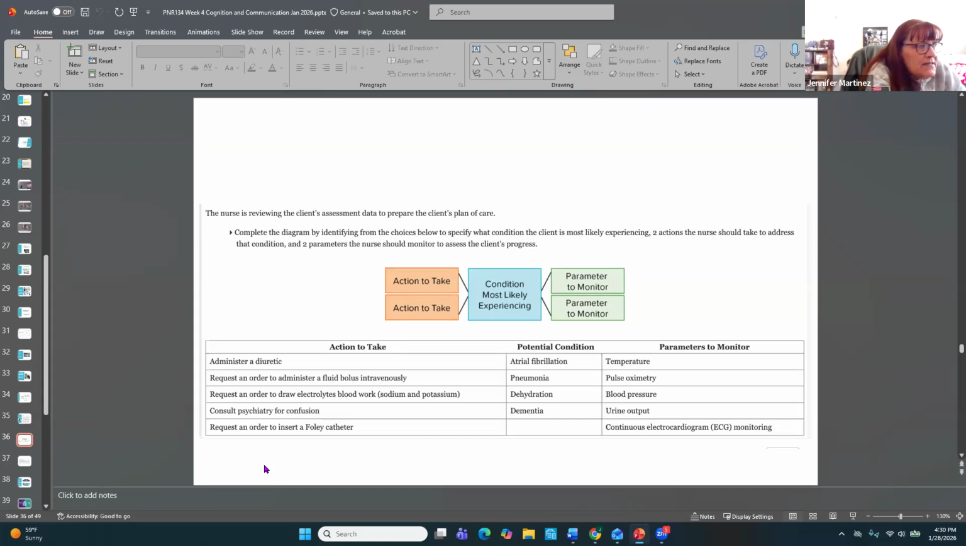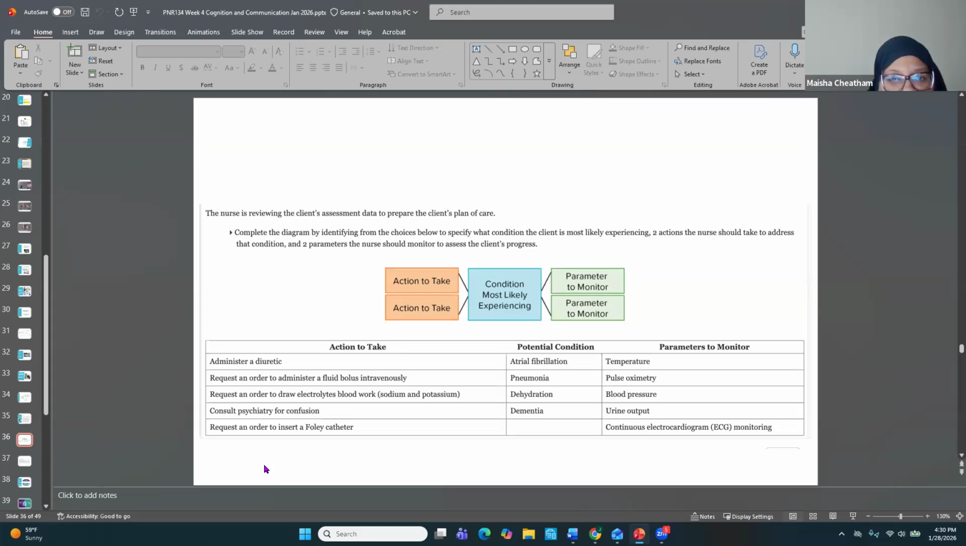And then what two potential conditions do we think they're experiencing? Dehydration and dementia. Okay. And then what parameters are we going to monitor?